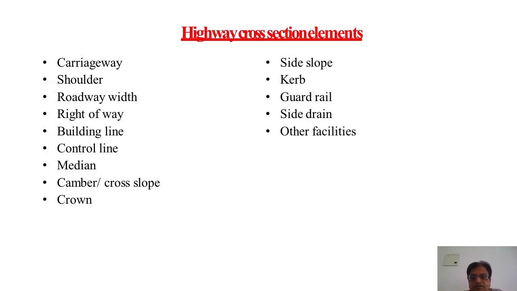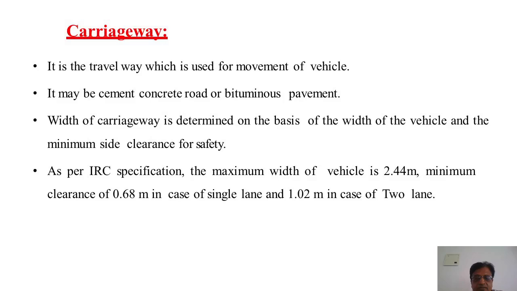Let's see what are all the different highway cross sectional elements. First one is the carriageway, shoulder, roadway width, right of way, building line, control line, median, camber or the cross slope, crown, side slope, curb, guardrail, side rail, and other facilities.